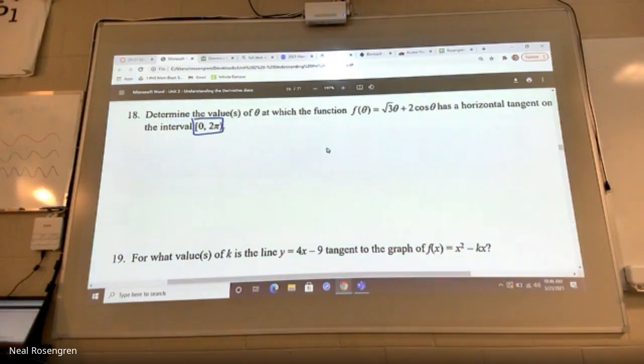But I guess the first question is, is f of theta ready to go? Is that function set up the way that we like, or do we have to make some adjustments?